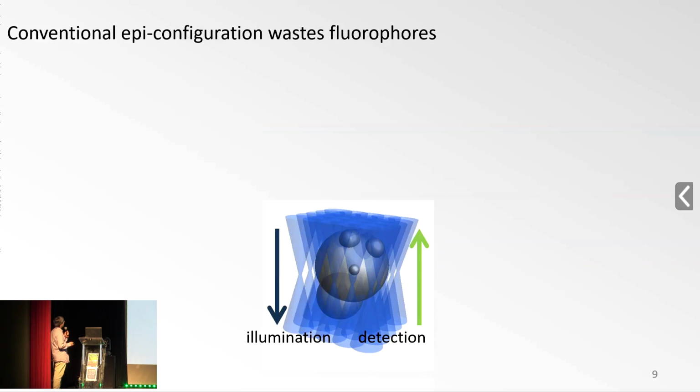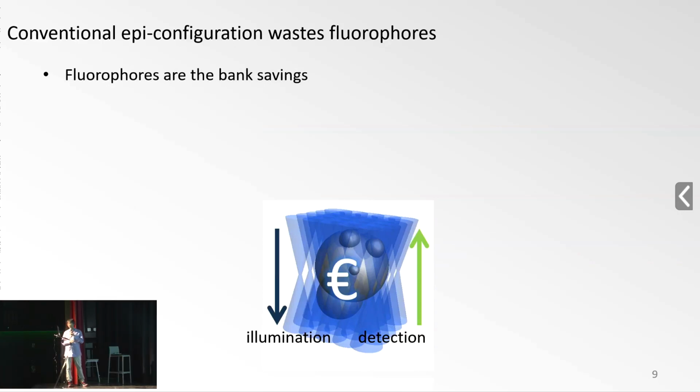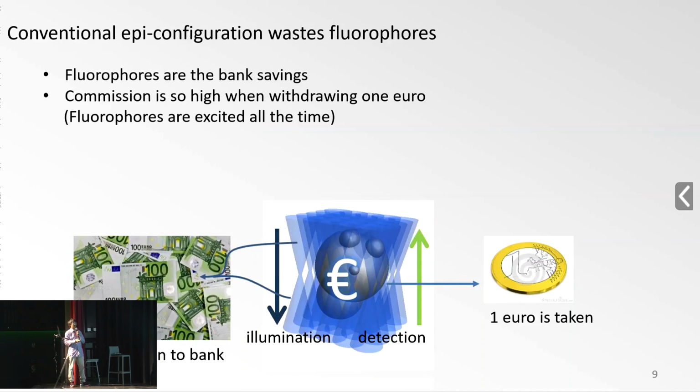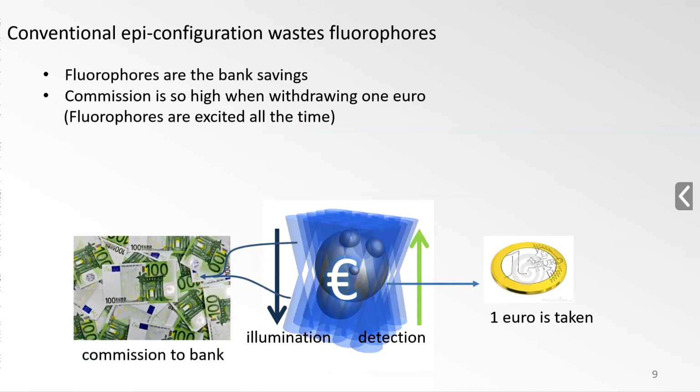In a conventional epi-fluorescence configuration, whether it's a wide field or a confocal microscope, you only have one objective lens, so the illumination and detection are along the same direction. Now imagine these photons, or the fluorophores, are your bank savings. Every time you want to image a single plane, it's like you want to take €1 from your bank account. But since the photons here and here are wasted, you don't see them, you don't take the money out, but you actually pay this money to the bank. You pay a lot of commission.